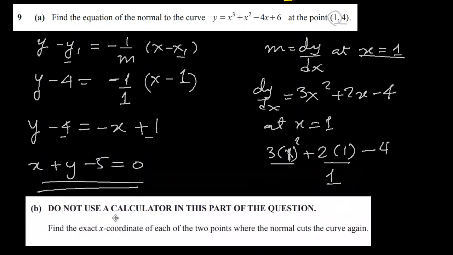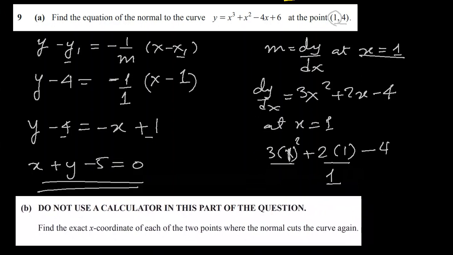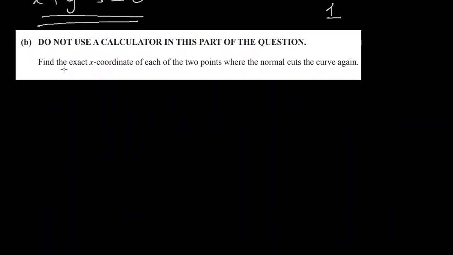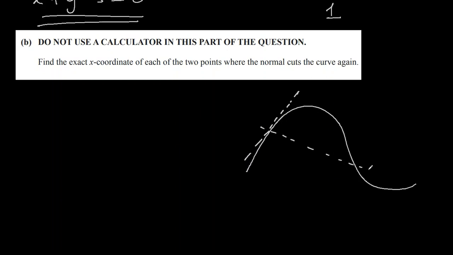Here is the B part of the same question. Do not use a calculator, they are saying. So we have to show every manual working rather. Find the x coordinate of each of the following points where the normal cuts the curve again. So if this is the curve and this is the tangent at a certain point, the normal will be this one. This normal is intersecting with the curve again at a certain point, and they are asking us to find the x coordinate of that point.